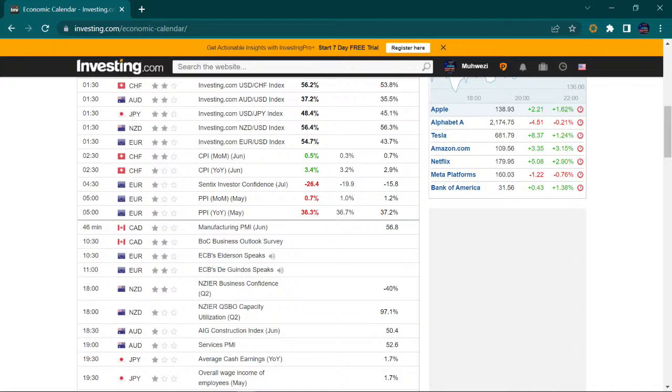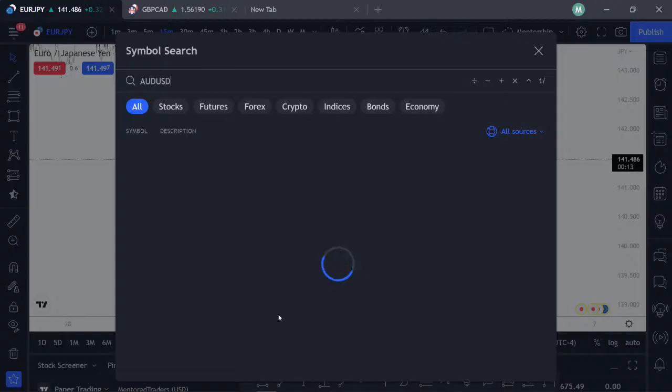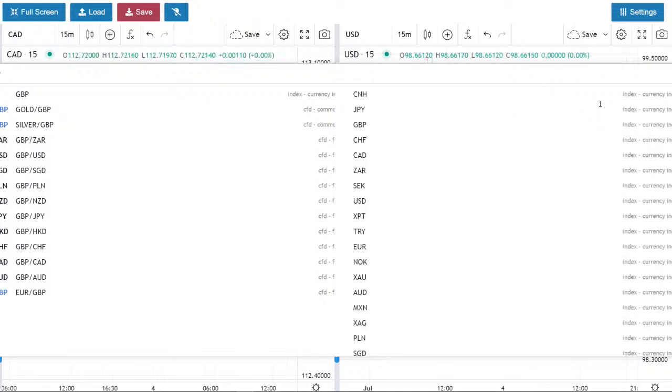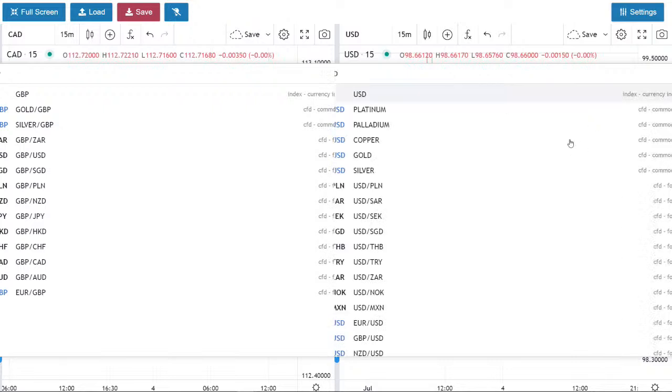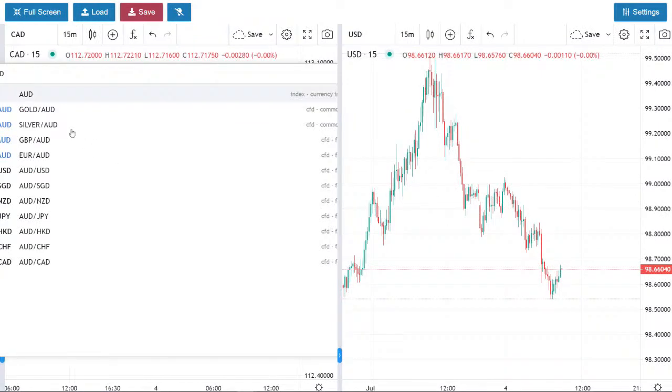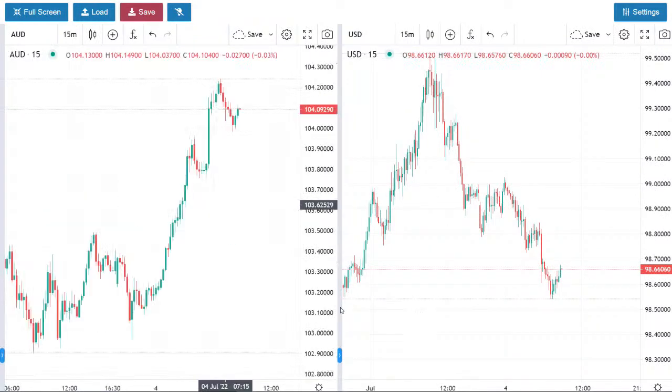USD JPY, AUD USD. Let's have a closer look. As usual, these currencies here. Okay, first do your analysis, currency or which check. So AUD USD, I'm going to have the USD that side, then AUD on my left hand side. So the Aussie is buying and the dollar is selling. What are you going to do? Which one is the base? The Aussie is the base and the dollar is the quote.